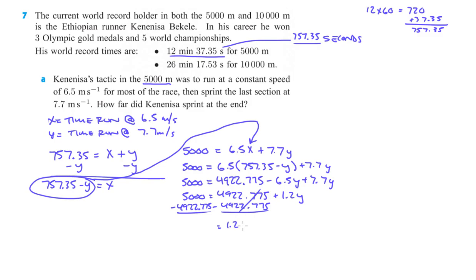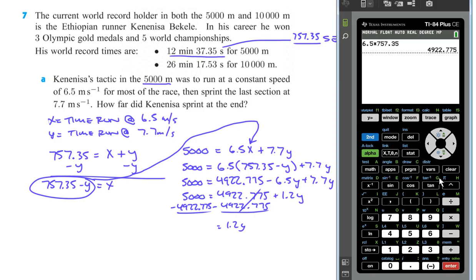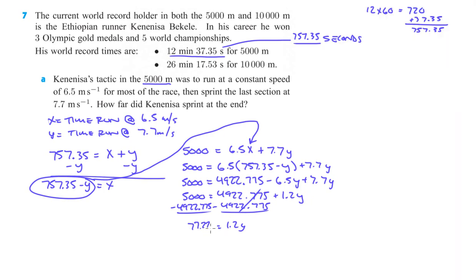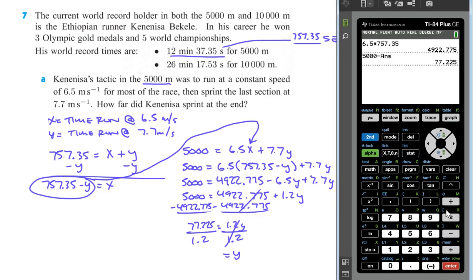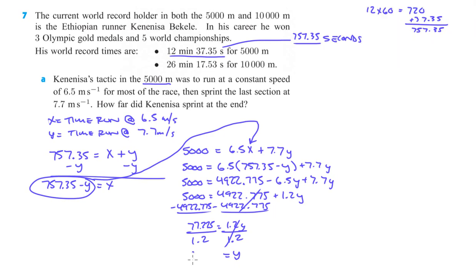And we get that 1.2 Y has to equal 5,000 minus this answer here, which gives us 77.225. Right, and now we divide both sides by 1.2. And we get that the time spent running at Y is 64.35 seconds, we'll call it.